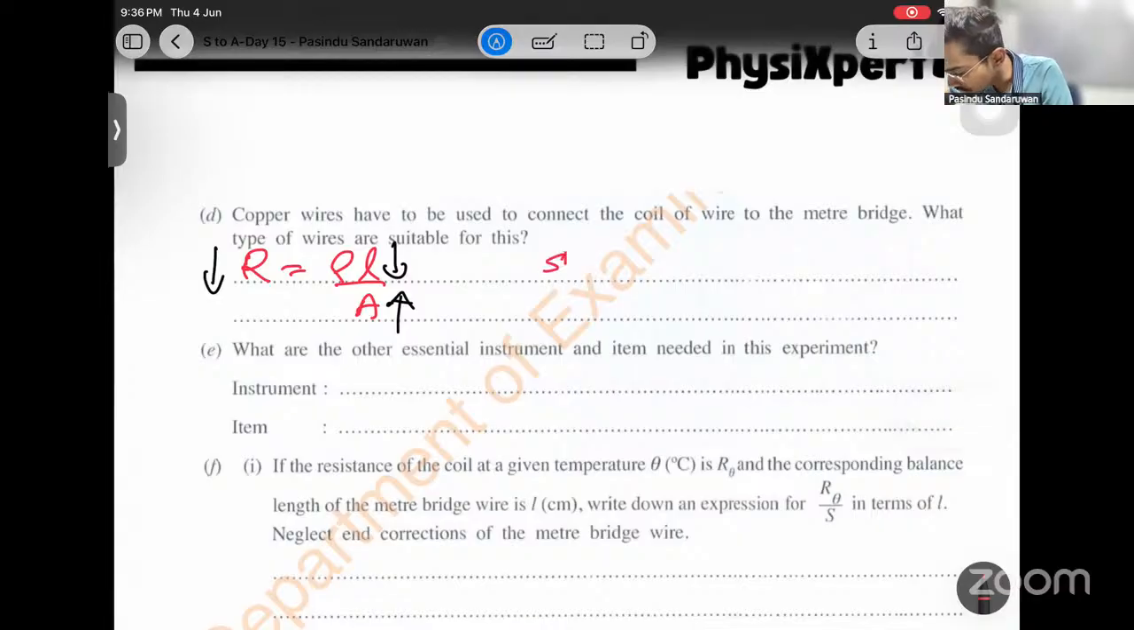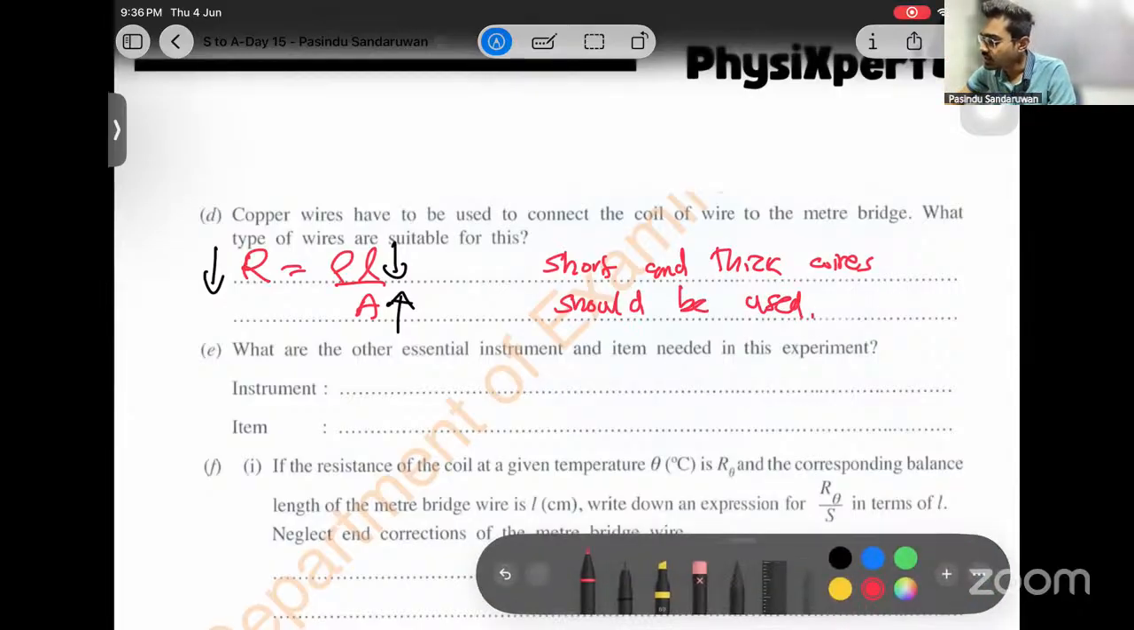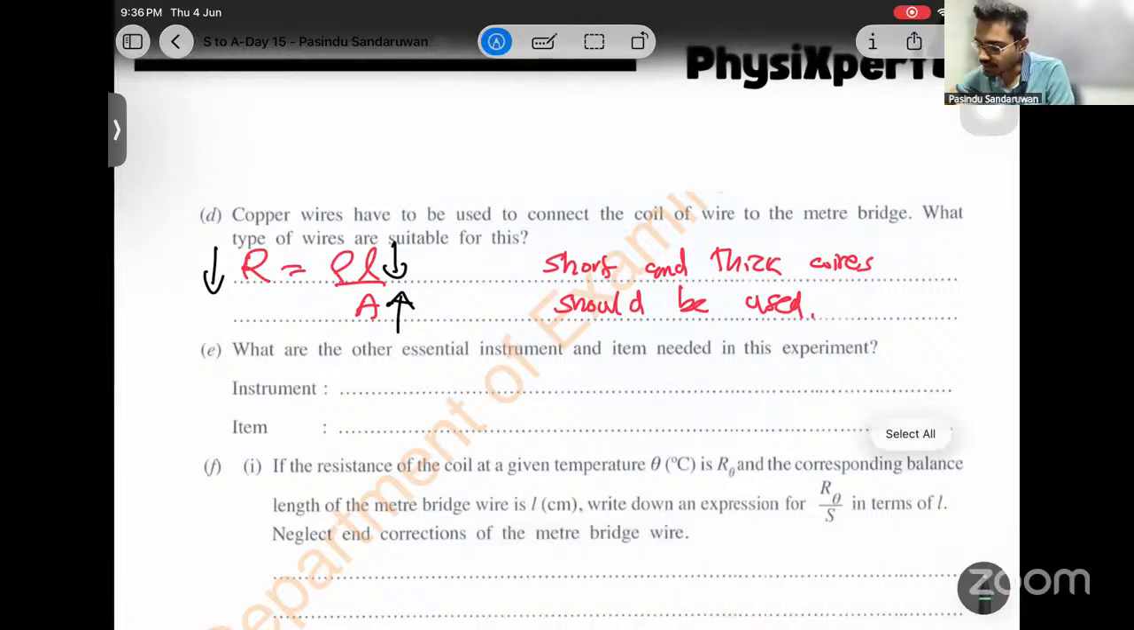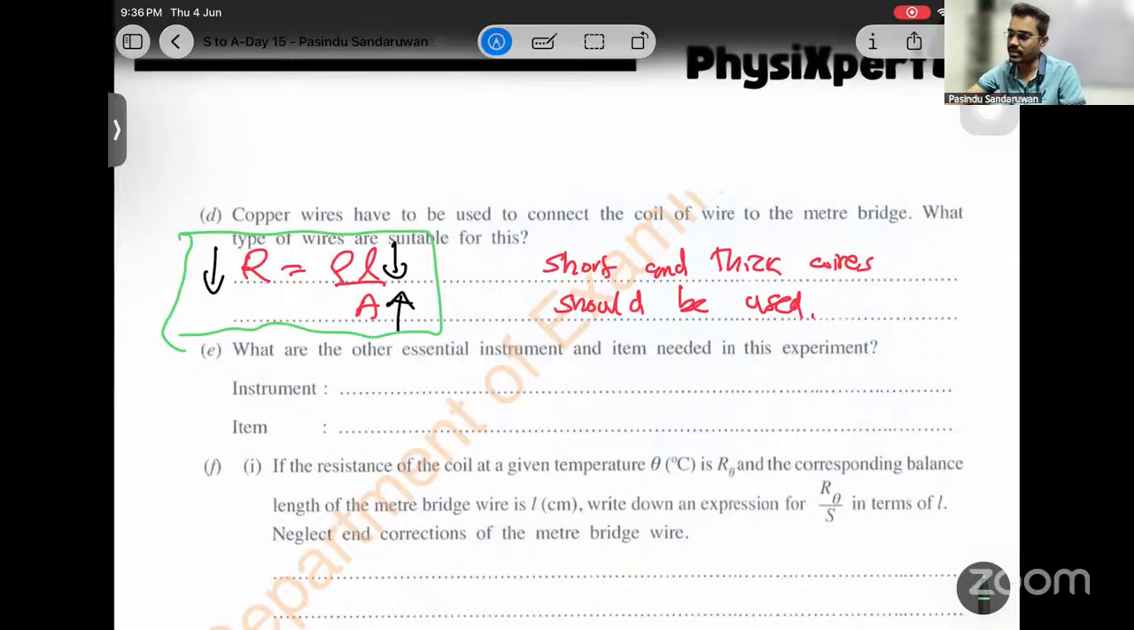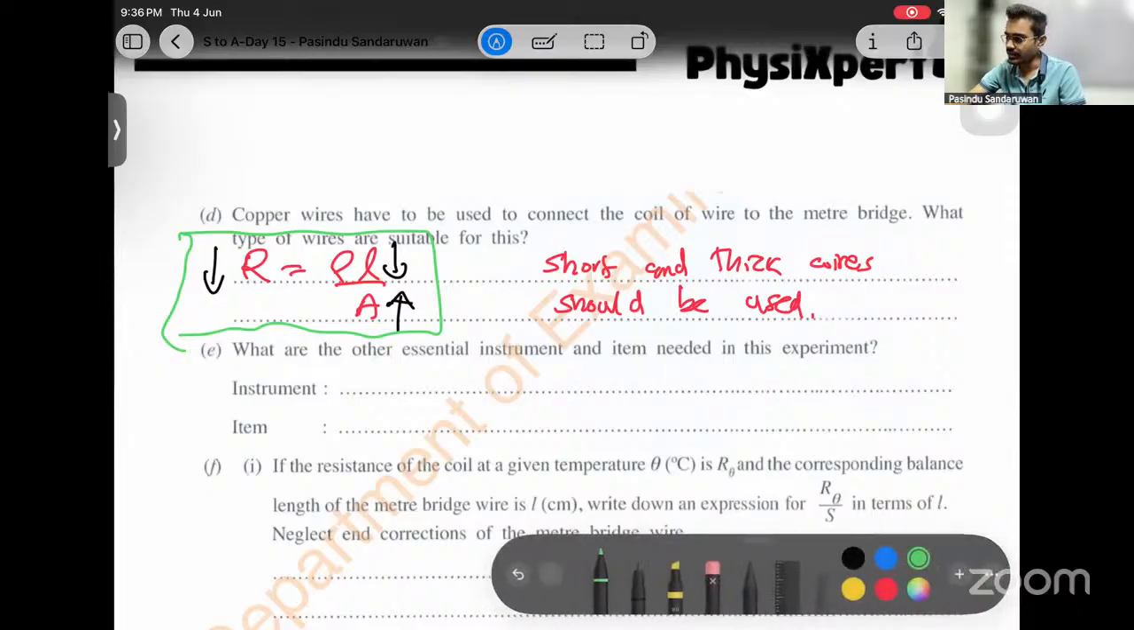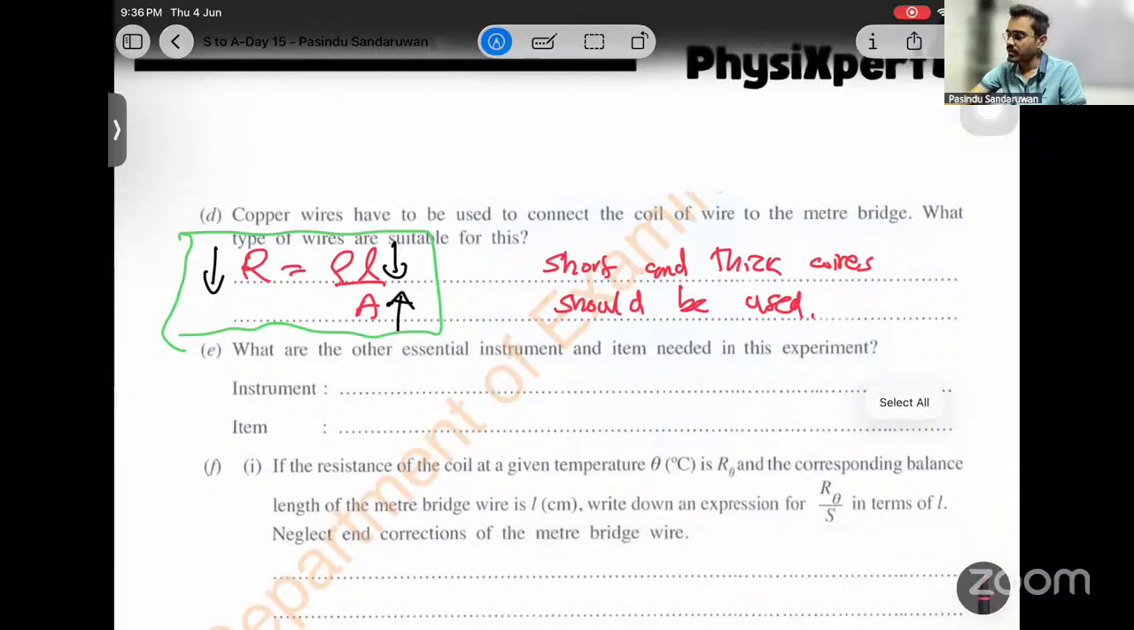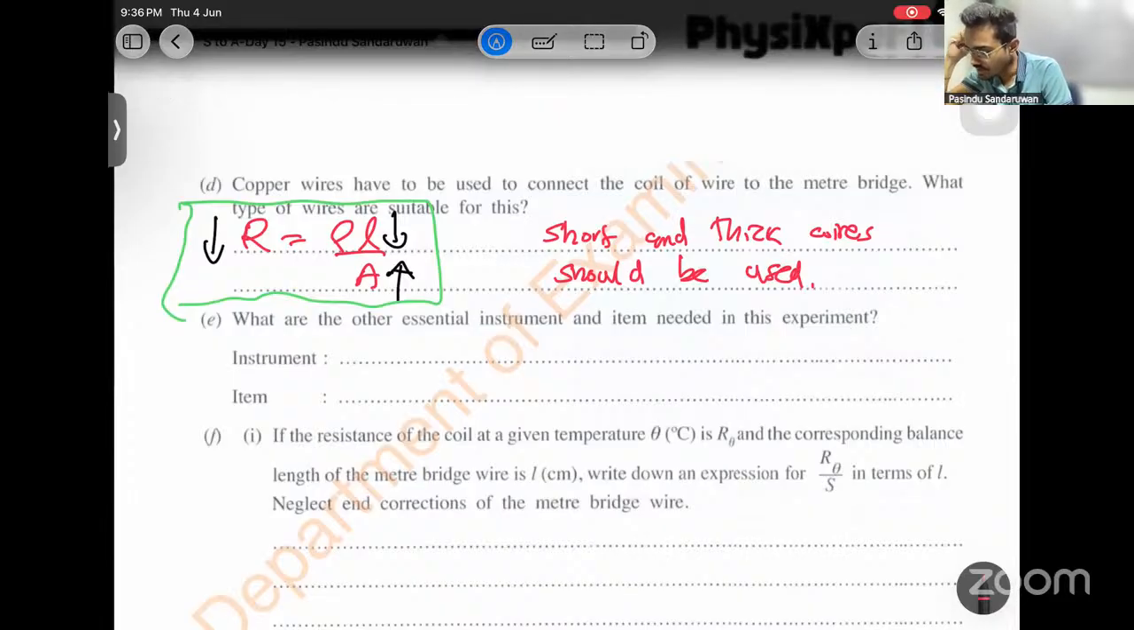Short and thick wires should be used, right? This explanation must not be written here. Marks are given only for the answer you are writing here, right? Not for the explanation.